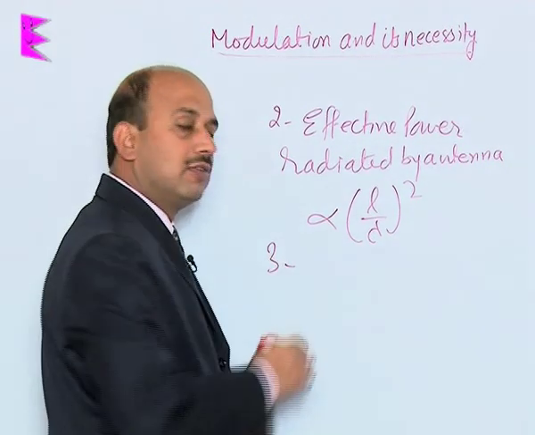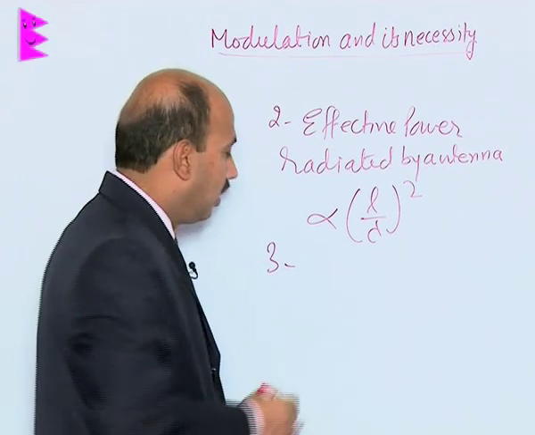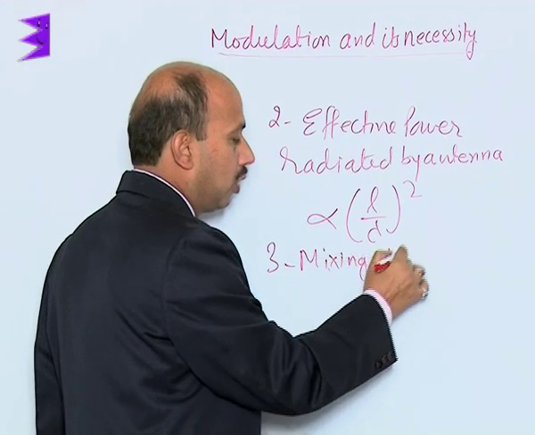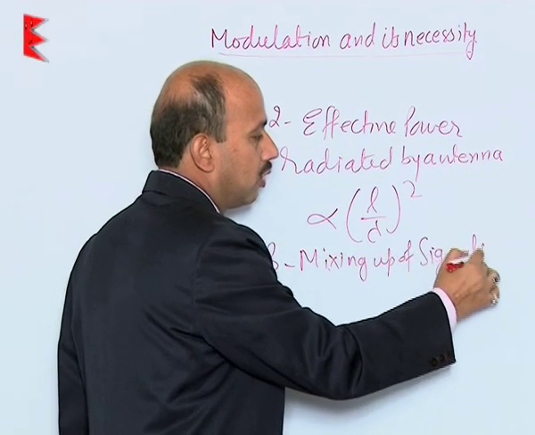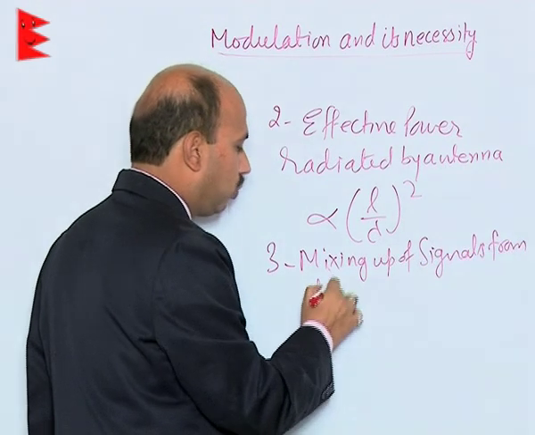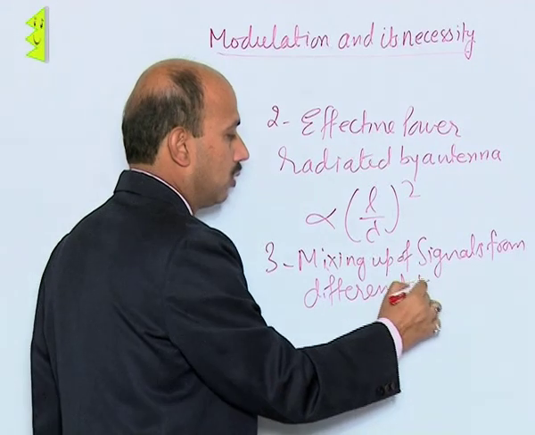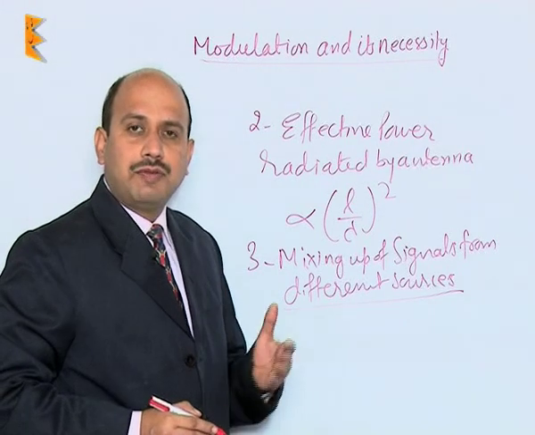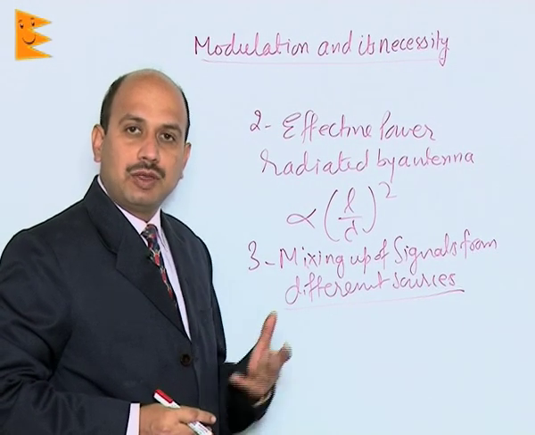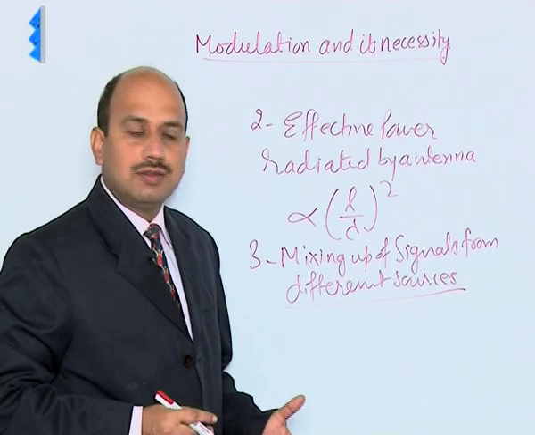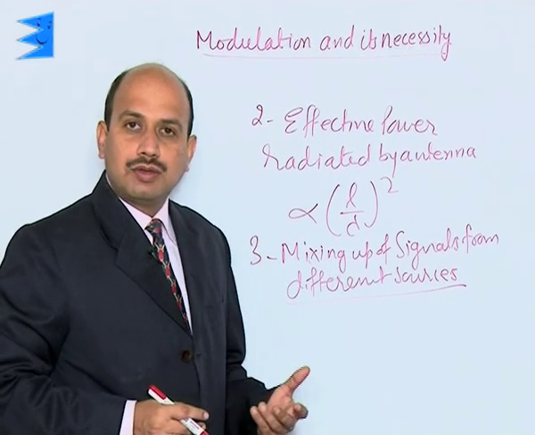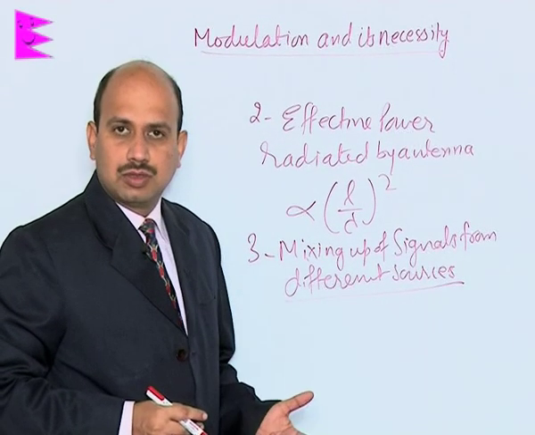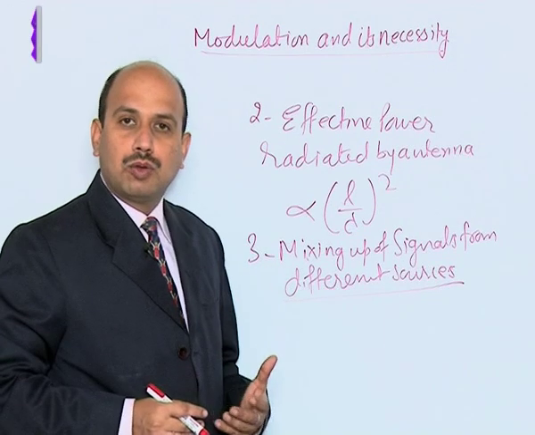Third factor, which is also very important for doing modulation, is mixing up of signals from different sources. At the same time, if many frequencies are operated, and if the bandwidth is not large, then the frequencies can get mixed up. To avoid this mixing up of signals, we modulate the low frequency signal with the high frequency signal, so we get a large bandwidth. So, these are the three reasons because of which modulation is required.